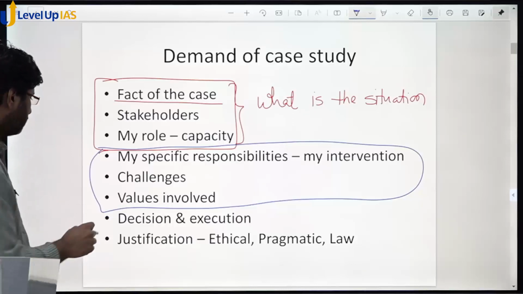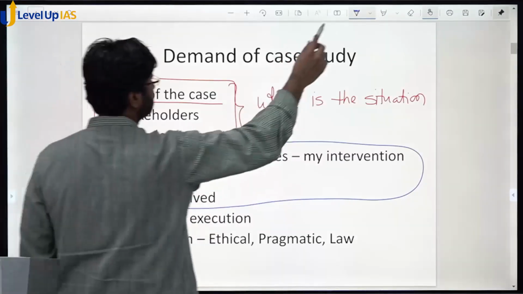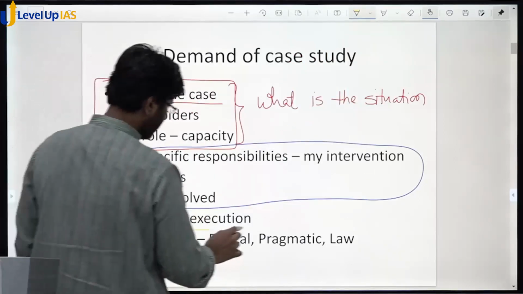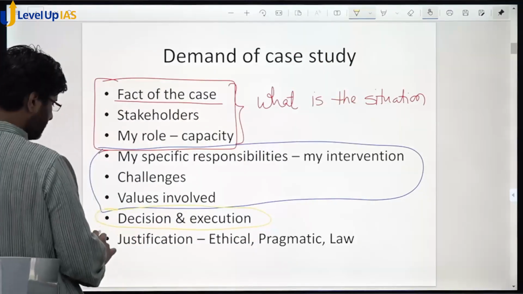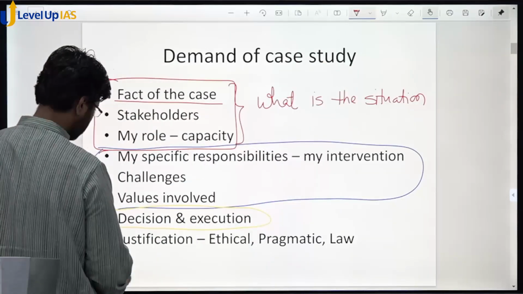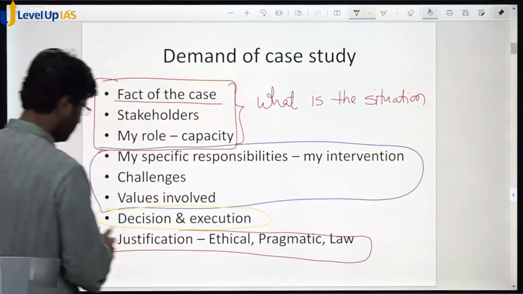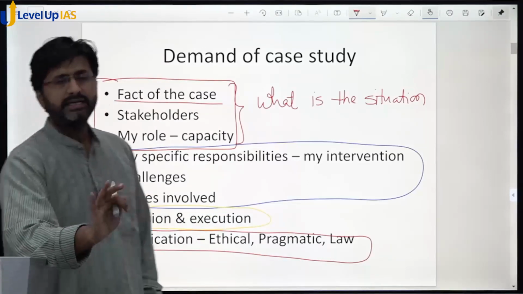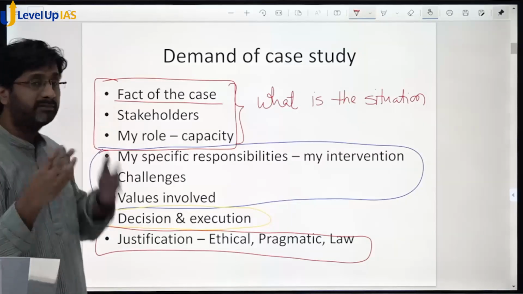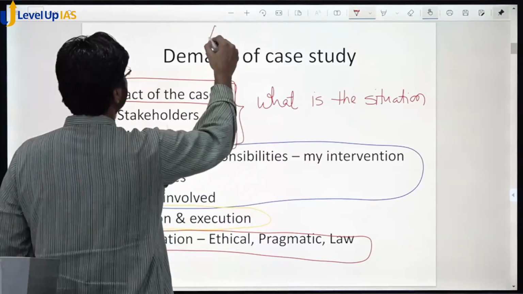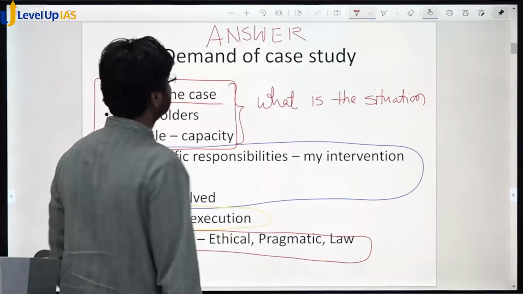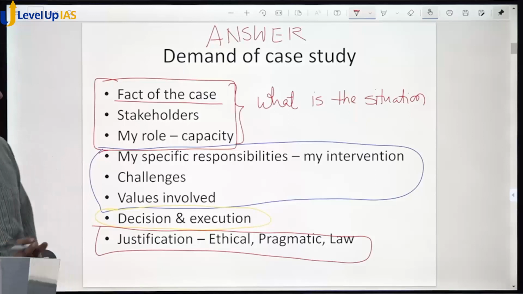And third, obviously, third and fourth is slightly different. So we'll also treat it differently. So third is actual decision and execution, and last, which is more important, is justification of that. See, any question, any case study should be seen, and this is the demand of the case studies, means what? We are talking from the answer point of view, by the way. Now the only thing is we are talking theoretically, just to understand, just to have a hang of case study.